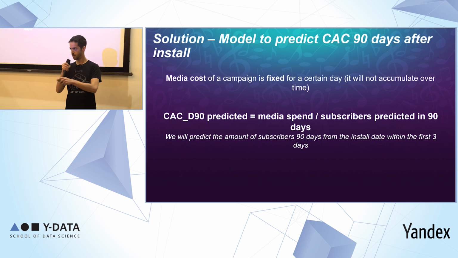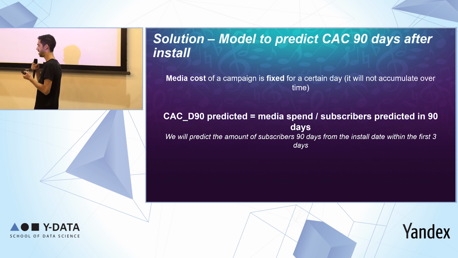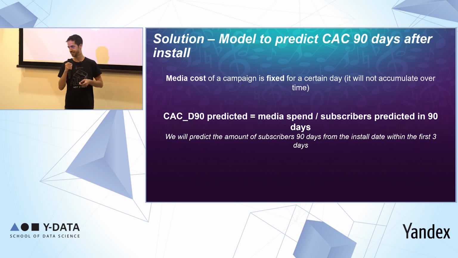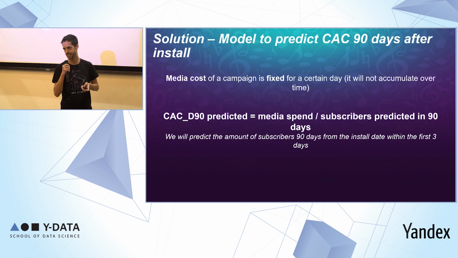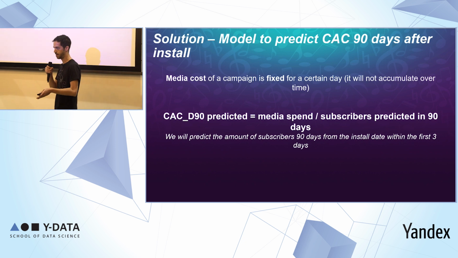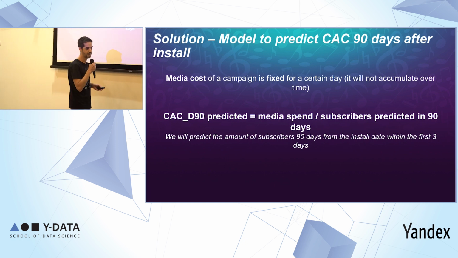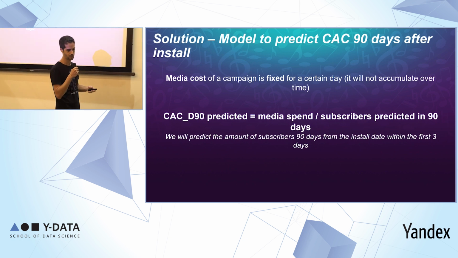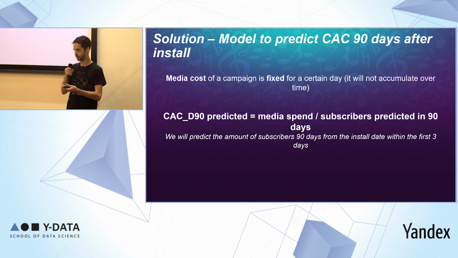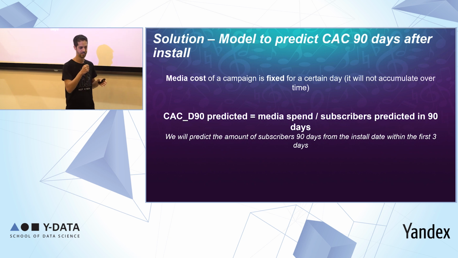And as one of you asked, we don't really have to predict the customer acquisition cost. Since the media cost is fixed for a certain date, it will not accumulate like I just showed you. All we need to do is predict the amount of subscribers from a certain campaign on a certain date, which makes life a lot easier, and also we can use the prediction for other use cases. So we will predict the amount of subscribers 90 days from install date by the first 3 days.